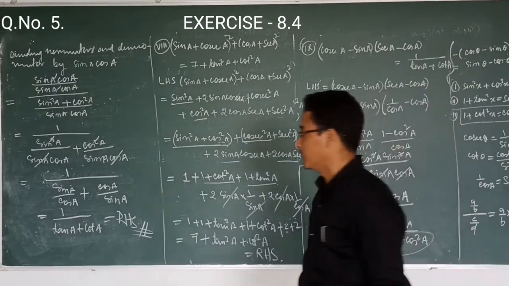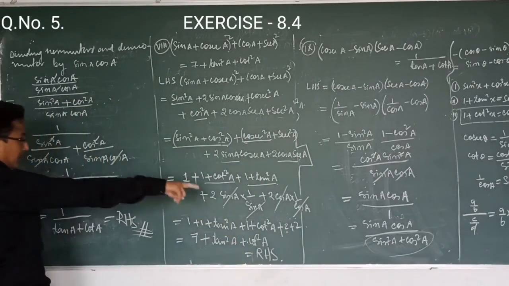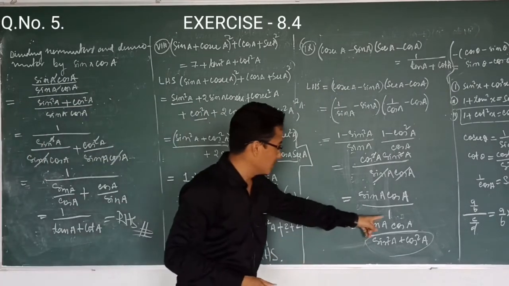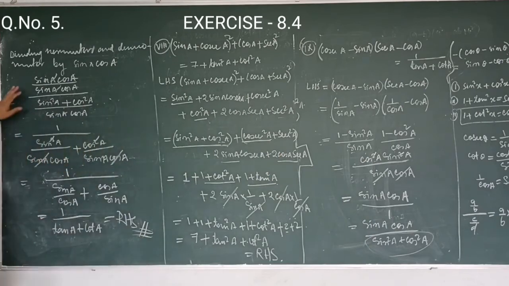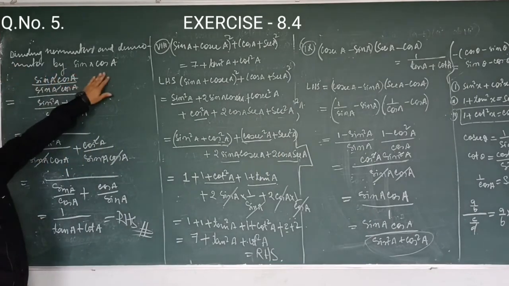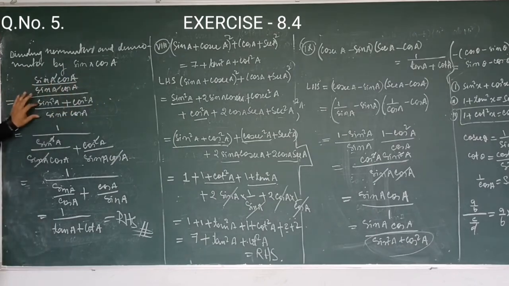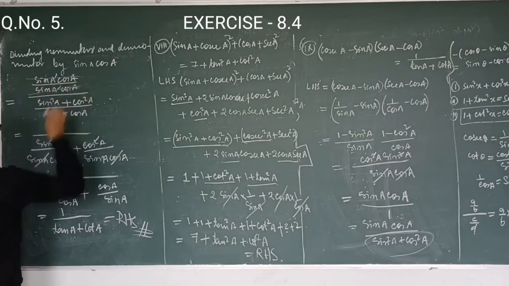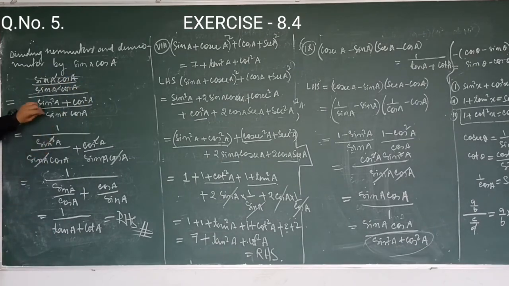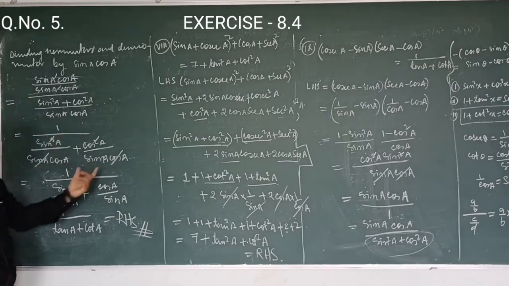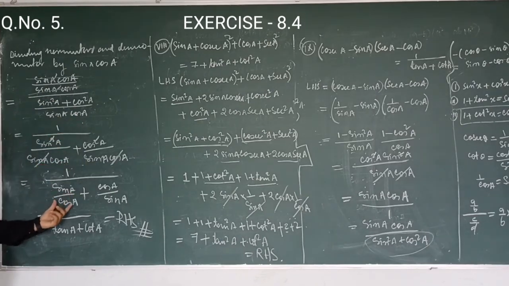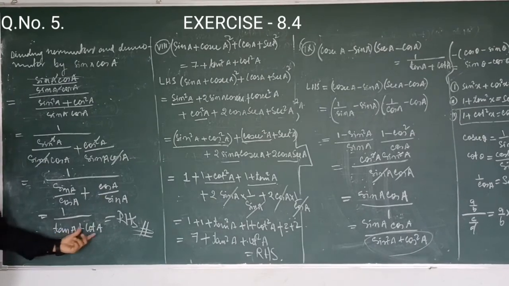If you solve the right hand side, then also you will get the proof, left hand side equal to right hand side. Here, I am not doing that. I am taking the benefit of the 1 here, and then dividing numerator and denominator by sin A cos A. I will divide here and here. So this term is cancelled. So we will get 1 here, and we expand the denominator. Then after that, I will get sin by cos and cos by sin, that is tan and cot.